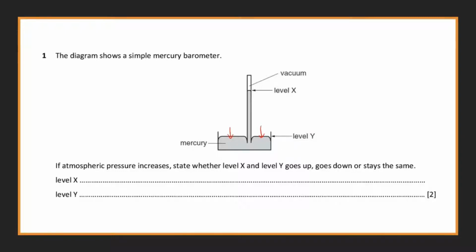The mercury, which is pushed down at level Y, goes into this part of the tube, which will make level X higher. So we can say that level X goes up. Those are the answers for question number 1. Level X goes up, level Y goes down.